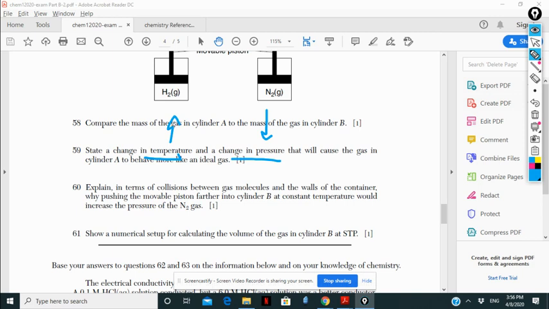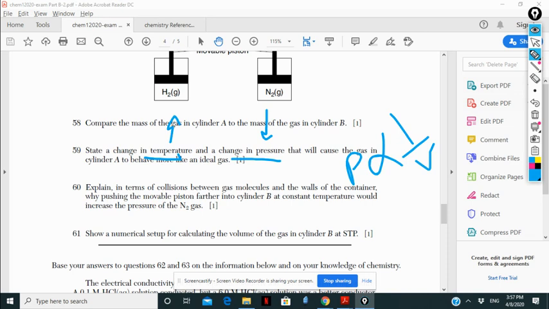Explain, in terms of collisions between gas molecules and the walls of the container, why pushing the movable piston further into cylinder B at constant temperature would increase the pressure. First, I have an inverse relationship between pressure and volume. So when the volume decreases, the pressure increases. And that's because the collisions are going to be more frequent now. I have less volume. Having less volume means the collisions are going to be more frequent.